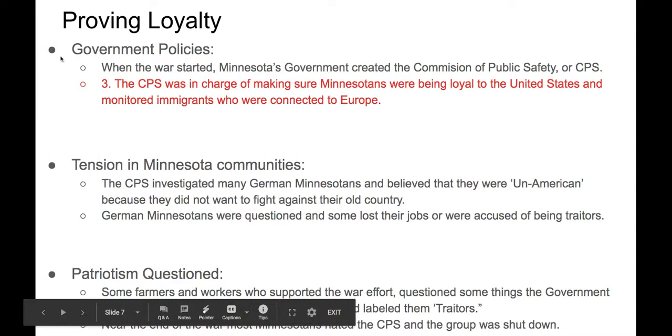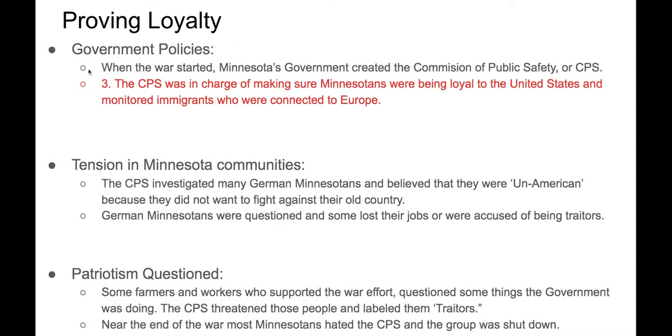So, proving our loyalty. The government made different policies. Policies are like laws. When the war started, Minnesota's government created the Commission of Public Safety, or CPS. This is another one of our vocab words from the other day. So, number 3, the CPS was in charge of making sure Minnesotans were being loyal to the United States and monitored immigrants who were connected to Europe.